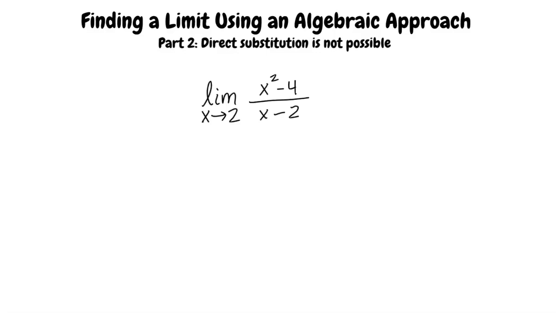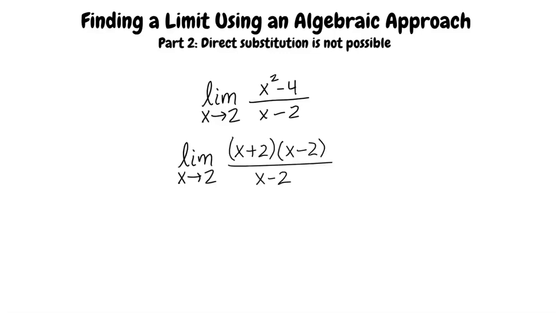For this problem, we are asked to find the limit of the rational function as x approaches 2. However, the denominator equals 0 when x is 2, meaning that direct substitution at this point would lead to division by 0, which we know is undefined. Instead, we must algebraically manipulate this equation so that we can use the direct substitution property.